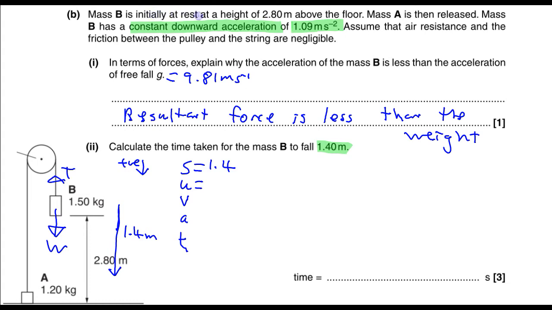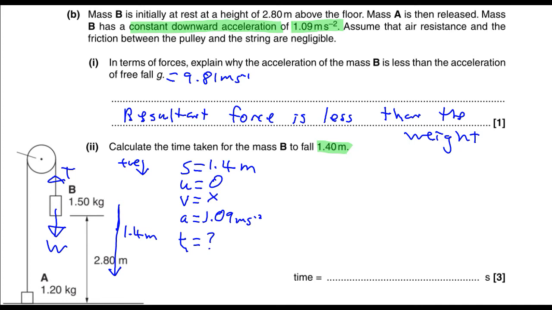Then let's look at the initial velocity. We were told that initially mass was at rest, so the initial velocity will be 0. The final velocity we don't know. We are not given any information about it, so we can't write what that is. Acceleration was 1.09 meters per second squared. And let's put the units there as well. Then the time taken. This is what we are trying to find.